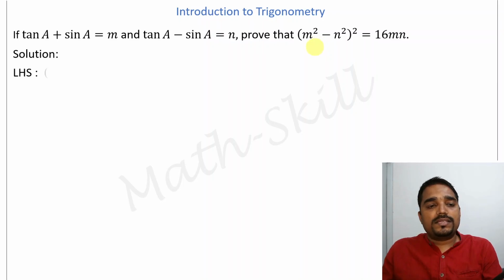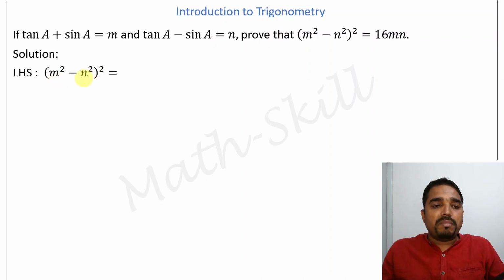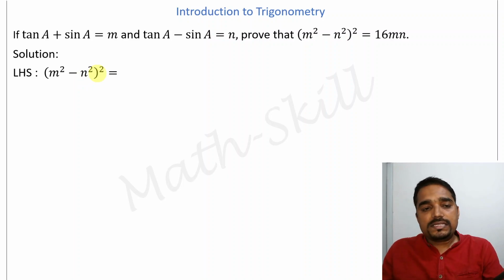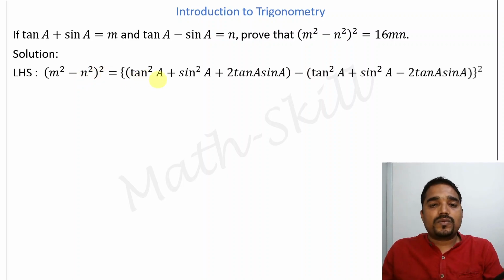Upon noting down the LHS, that is (m square minus n square) whole square, for m square we have 3 terms, minus of n square we have 3 terms. So within the flower bracket, we would be having 6 terms. That is tan square a plus sin square a plus 2 times tan a sin a is for m square, and n square consists of 3 terms, tan square a plus sin square a minus 2 times tan a multiplied by sin a. This is for n square. Since there is a whole square, here also in the RHS we have whole square.